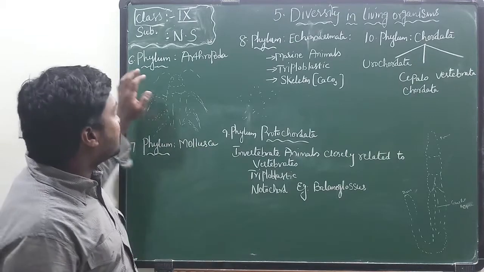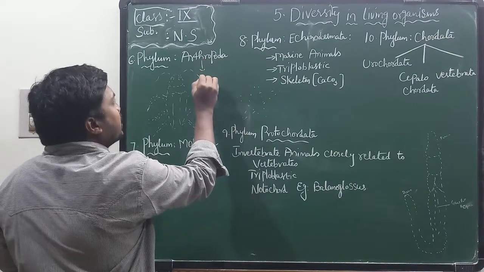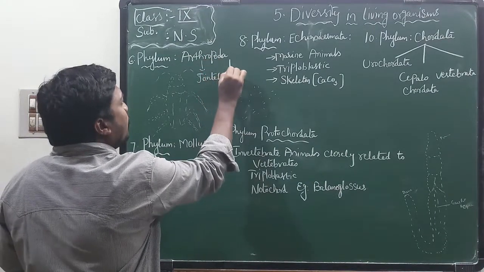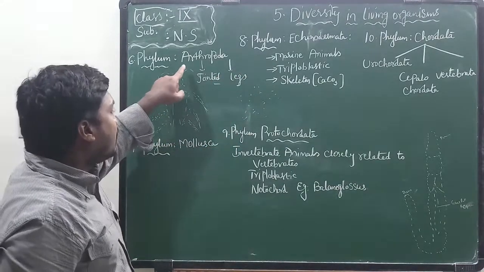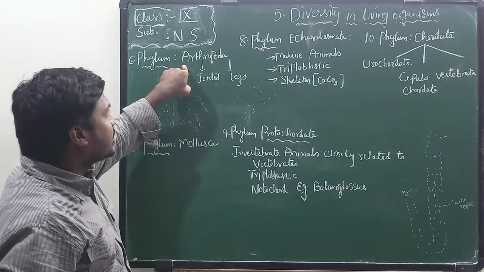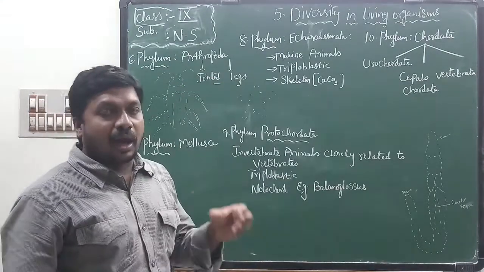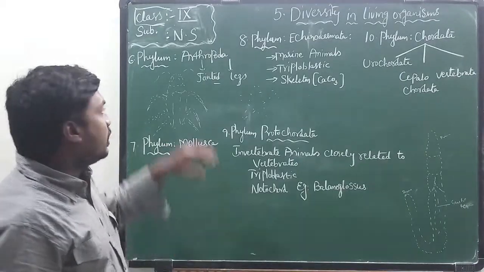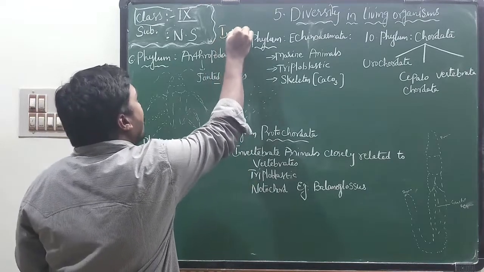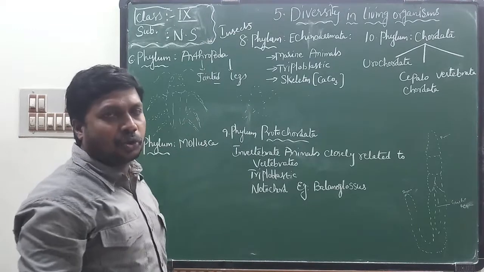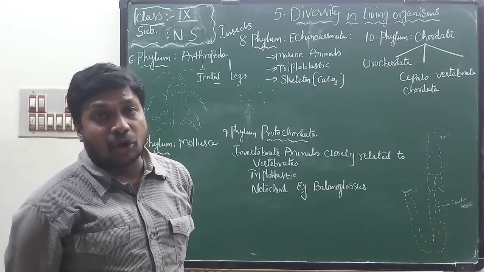Now I will explain about the sixth phylum, that is called Arthropoda. Do you know? Arthropoda means, arthro means jointed, poda means legs. They have jointed legs. That's why the name given to these organisms is Arthropoda. Do you know, children? The largest group of animals we can find in this phylum only. For example, all insects come under phylum Arthropoda. The fundamental character of arthropods is having jointed legs.